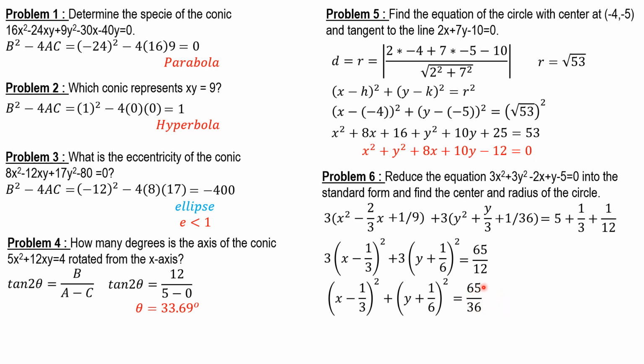The right side is r squared, therefore the radius is square root of 65 over 6. The center is at 1/3, comma, negative 1 over 6. So we write it in this manner. So the center is at 1/3, comma, negative 1 over 6. The radius is square root of 65 over 6.